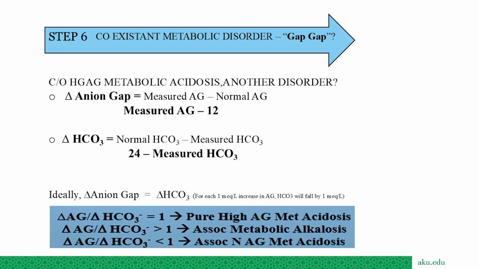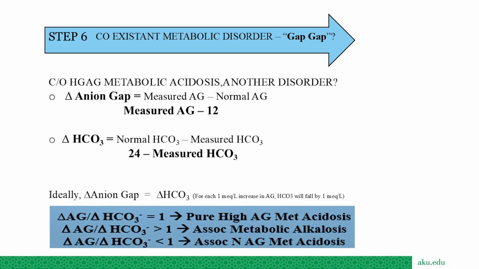So if the ratio, the division of delta anionic gap by delta bicarb, is 1, that would mean there is no other additional issue and the patient just has pure high anionic gap metabolic acidosis. However, if the ratio is less than 1, that would mean the patient has an associated normal anionic gap metabolic acidosis. And if the ratio is more than 1, that would mean there is an associated metabolic alkalosis. I hope it is clear.